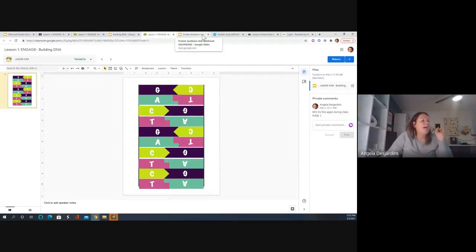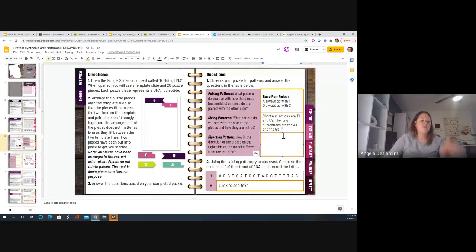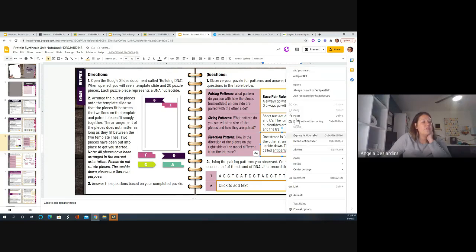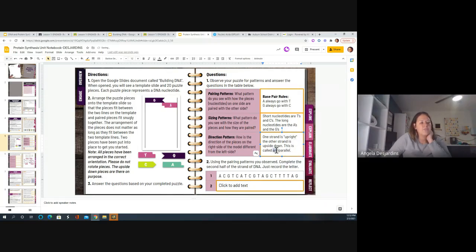Okay, so we go back to your notebook. We would say one strand is, you guys use the word upright. The other strand is upside down. This is called anti-parallel. Oops, I spelled that wrong. This just means they're parallel, but running in the opposite direction.